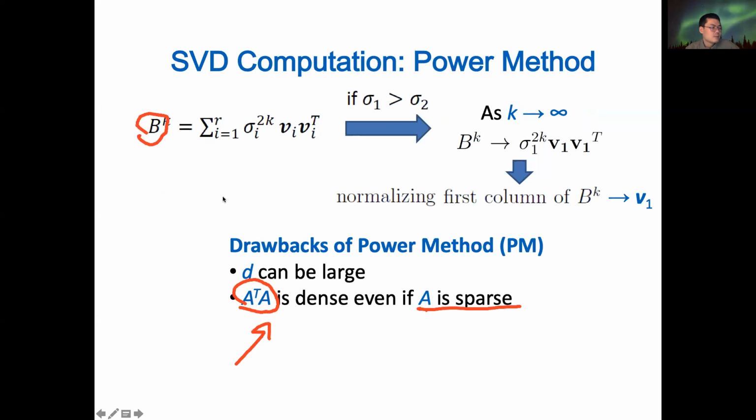When you do A transpose A, basically A's first row is a_i transpose, A's second row, and so on. So there's no guarantee the result will still be sparse. Then you are doing dense matrix multiplication K times, which is super expensive. We will improve upon this power method, and that will be a randomized algorithm. We will show you after the break.